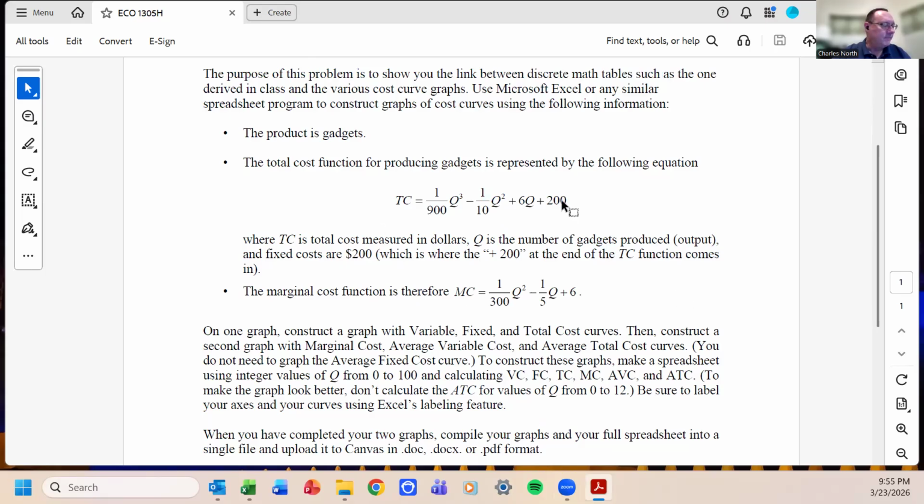Remember, or pull up your version of it as you watch this, that the total cost function is given by this expression. The plus 200 is the fixed cost. The rest of it is variable. This is the marginal cost.